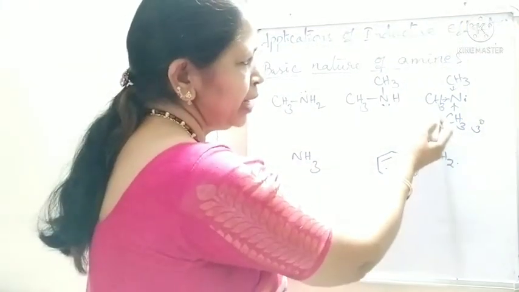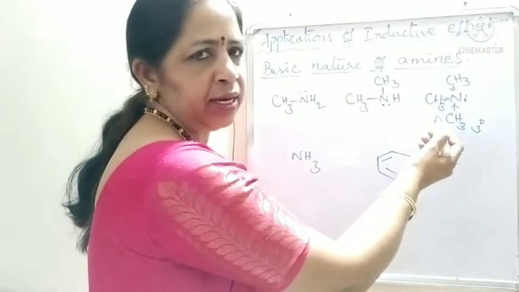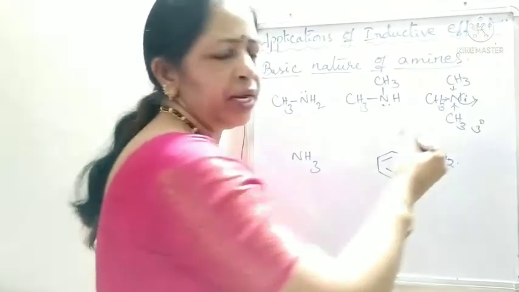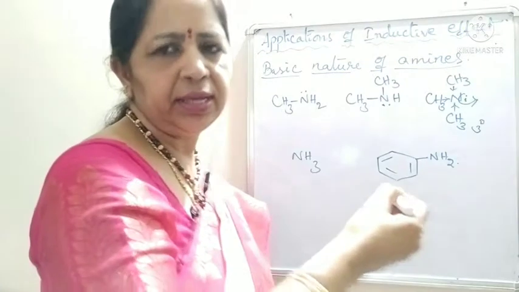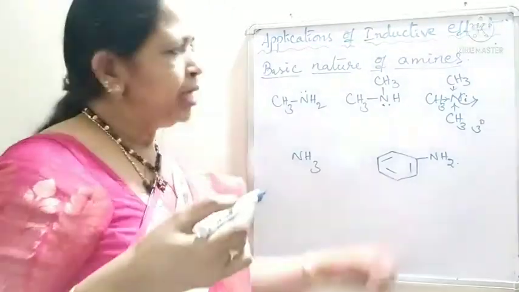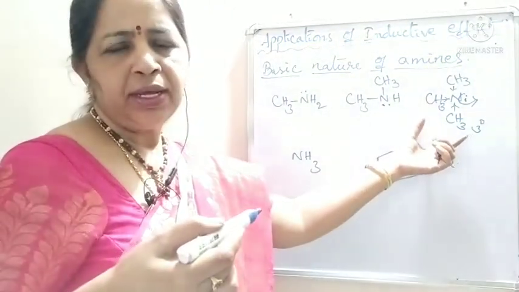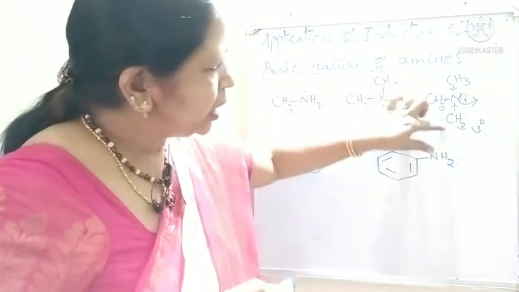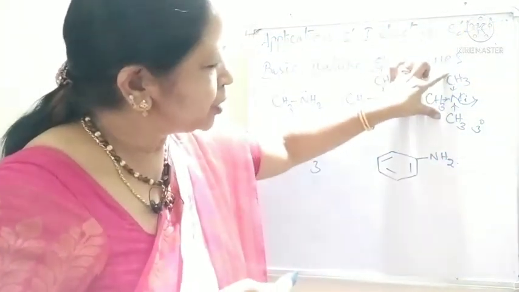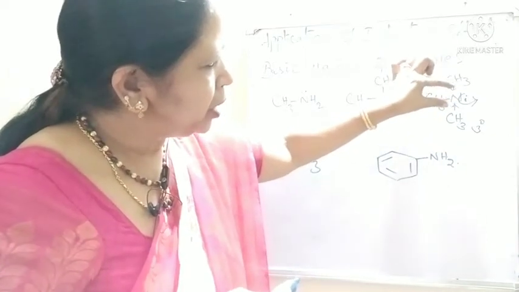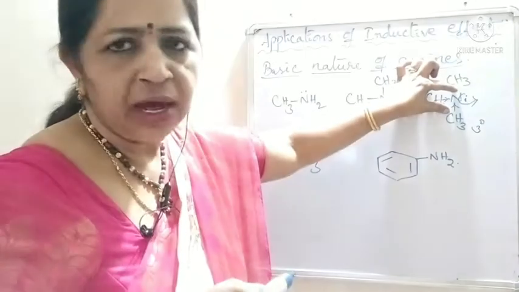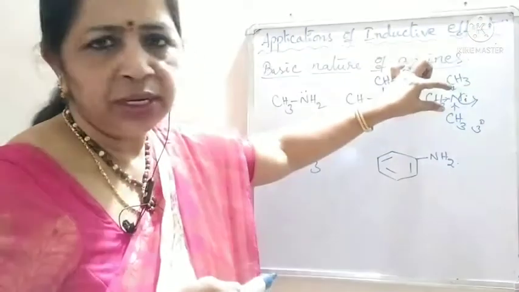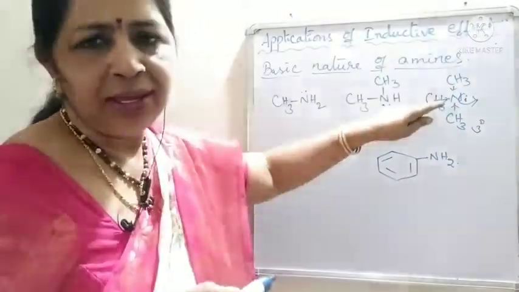So, they increase the electron density on the nitrogen. So, this electron pair can be easily donated to any acid. So, an electron pair donor is a base according to Lewis theory. With the increase in the number of alkyl groups, the electron donating capacity of nitrogen increases. The property of electron donation by the nitrogen increases.